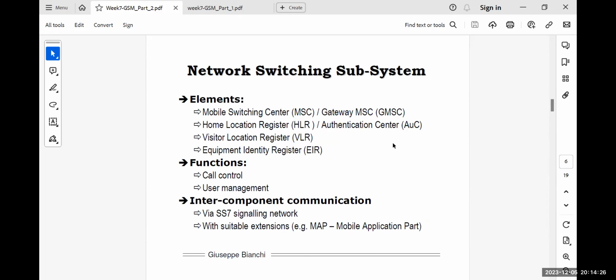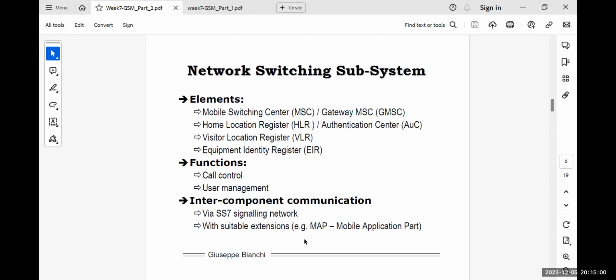And then we have the network switching subsystem, the NSS that we talked about earlier. It has elements: mobile switching center, gateway MSC, home location register, authentication center, visitor location register, equipment identity register. All of these things are basically associated with this network switching subsystem. It controls the call, the user management, and the intercomponent communication. The SS7 signaling is performed over here. That is a type of protocol for the communication.